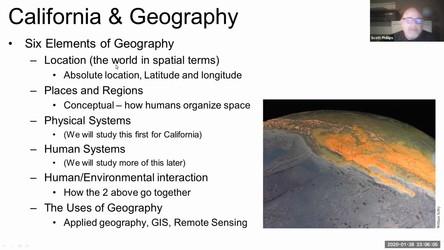It talks about California in terms of location, absolute location, like latitude and longitude, places and regions, how we conceptualize space, physical systems, these are like the physical geography, human systems, the cultural geography, and then how those two kind of go together, you know, how humans and the environment interact. And then lastly, the geographic techniques, the application of geography. So that sort of goes along with the last thing that we went over.